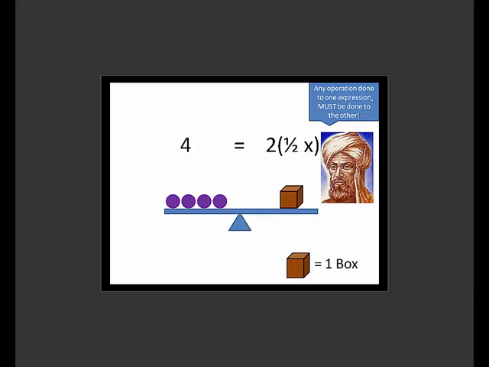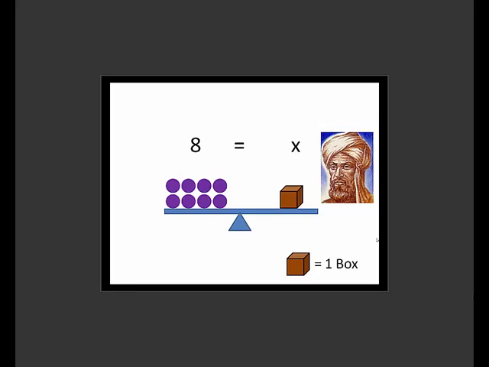Any operation done to one expression must be done to the other. So if I multiply the right by 2, I got to multiply the left by 2. And 2 times 4, as we see, is 8. So 8 is equal to x. And that is our final solution. Once we have 1x alone on one side of the equal sign, the other side is the solution.